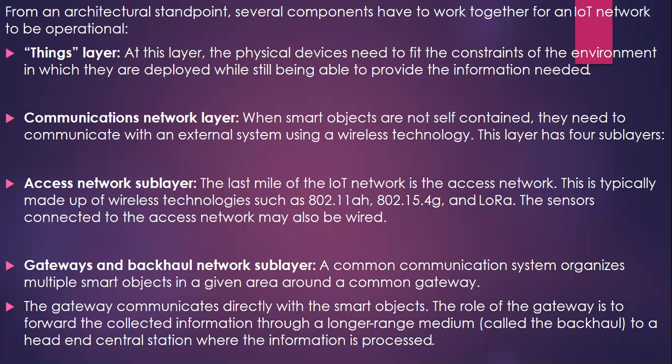Then the communication network layer. When smart objects are not self-contained, they need to communicate with an external system using wireless technology. So this layer has four sublayers. Whatever the sensor is sensing, it does not have the capacity to store the information. Remember this. We may provide some buffer for temporary storage, but it is not able to store permanently, and it does not have the efficiency to process the information. So we need to transfer it to some other location. For transferring that, we depend on the network layer, which has four different sublayers.